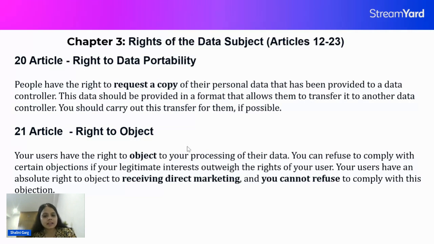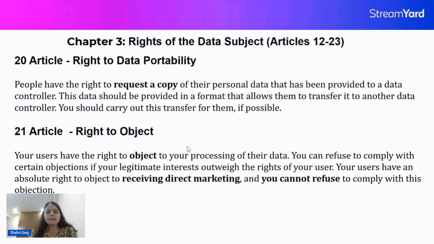Otherwise, I can also ask Bajaj Finance to give my data to me, and then I'll give it to some other insurance company. That is one option. The second option is that I can ask them to directly transfer my data, directly shift my data from one company to another in a technically feasible manner. So I can ask for the direct transmission. And it does not apply to processing which is necessary for some public interest or for some official authority.